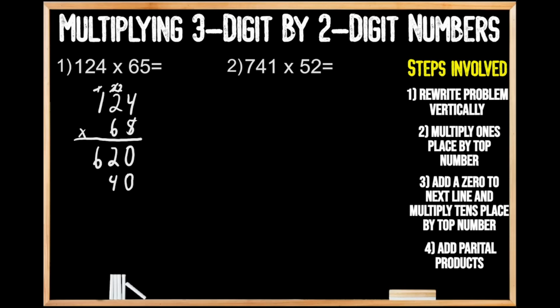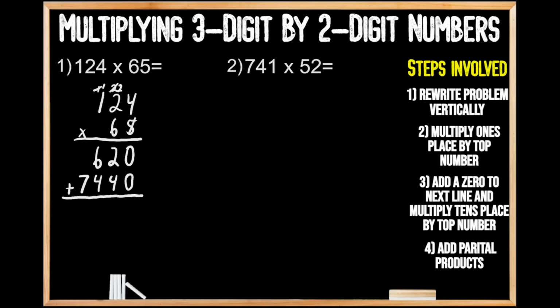Then 6 times 2 gives us 12, plus the additional 2 gives us 14. So we're going to write the 4 down below and we're going to carry the remaining 1. And then 6 times 1 gives us 6, plus 1 gives us 7. So when we multiply 124 by 60, we get 7,440. Now we're going to move on to our last step where we're going to add the partial products.